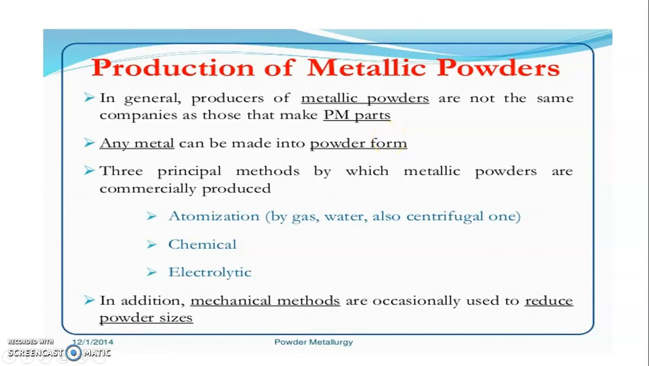Any metal can be made into powder form. There are three principal methods by which metallic powders are commercially produced: atomization by gas, water, or centrifugal; chemical; and electrolytic. In addition, mechanical methods are occasionally used to reduce the powder size. In nanotechnology, we can see various mechanical attrition processes. Milling is one of the mechanical methods.